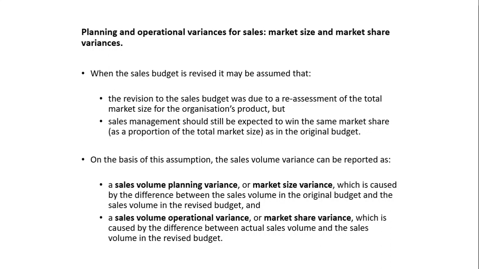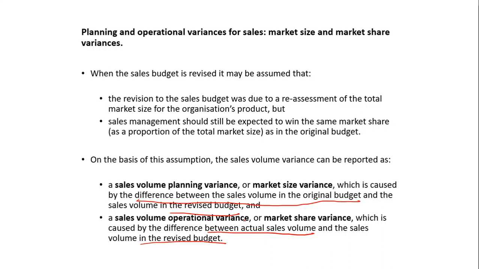So a sales volume planning variance, also known as the market size variance, is caused by the difference between the sales volume in the original budget and the sales volume in the revised budget. Whereas the sales volume operational variance or the market share variance is caused by the difference between the actual sales volume and the sales volume in the revised budget.